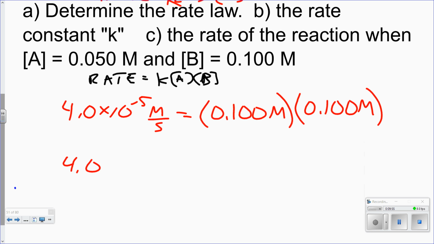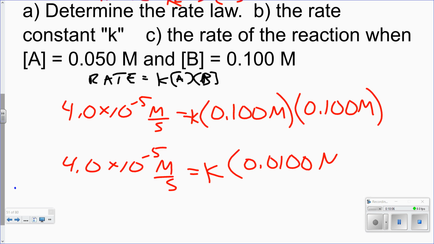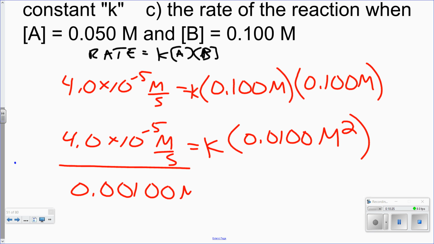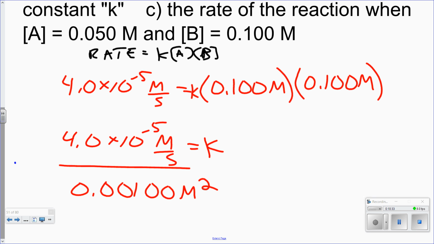4.0 times 10 to the negative fifth molarity per second, oops, I forgot K. I did that again. Times 0.0100 molarity squared. Yes, you have to square your labels too. Now, let's get rid of that and solve for K. So I'm going to divide out by 0.00100 molarity squared. That gives me K is equal to this.